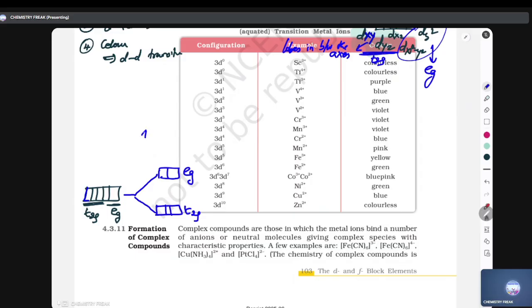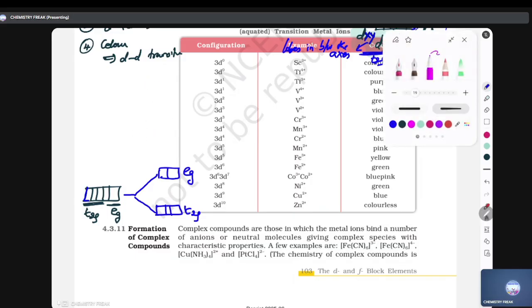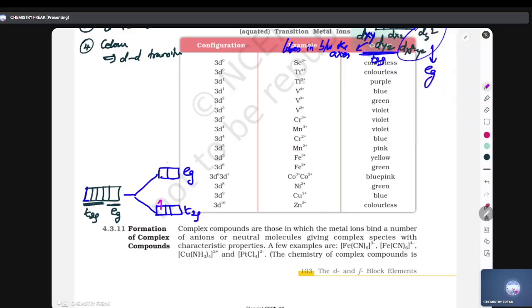Sir, for an electron to go to a higher orbit requires more energy, but both these are d orbitals. This is also a d orbital and this is also a d orbital. For this excitation, a very small amount of energy is required. So it easily goes up. And when the electron comes back, it releases energy that we observe as color. புரிஞ்சுதா பாருங்க. ஓகேவா பாருங்க.